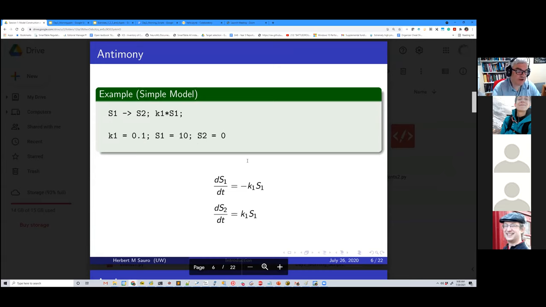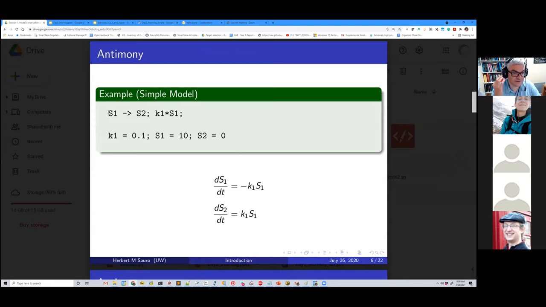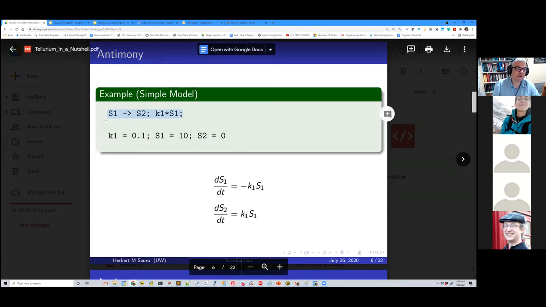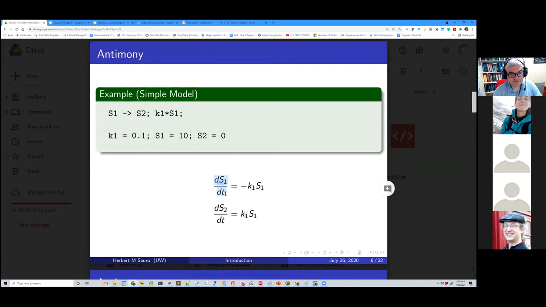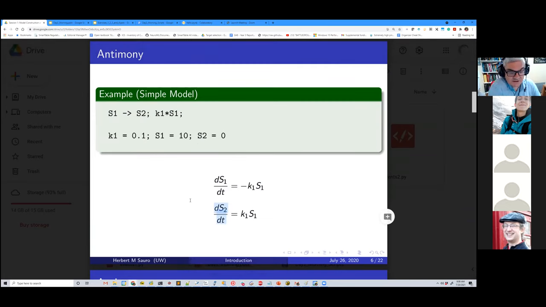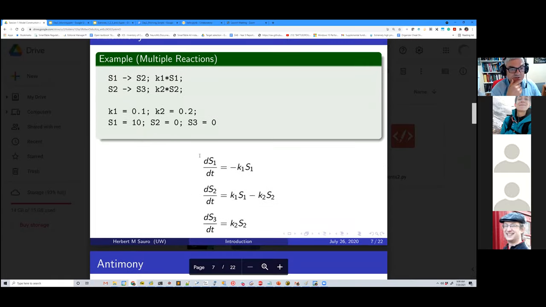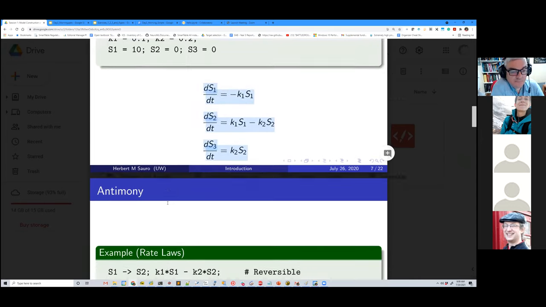Okay, and what happens internally is that this model gets converted into a set of differential equations for you. So in this case, this little model here, which is the one we just did, we get a differential equation for dS1/dt and a differential equation for dS2/dt. And that's what it evaluates internally, and then solves them. For those of you interested, it solves them using CVODE, which is a stiff solver from the Sundials library suite. And that's just an example of multiple reactions. Again, with multiple reactions, it generates all the necessary ODEs that you need for that model.